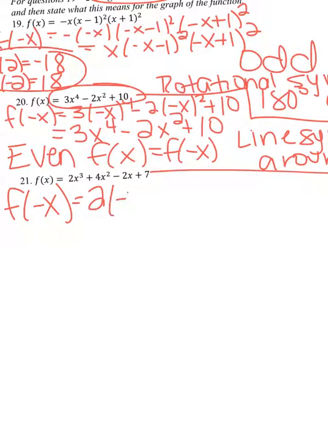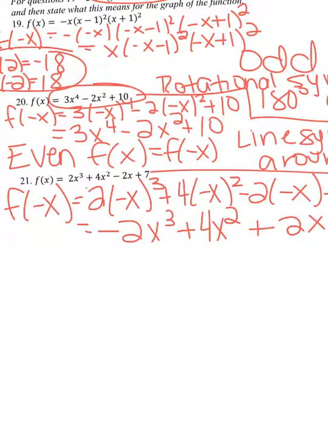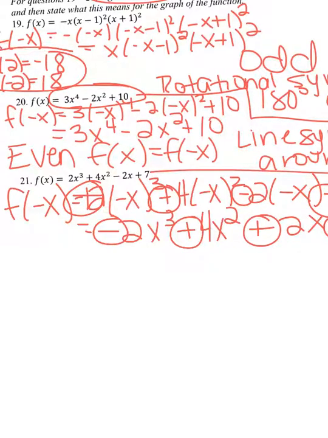So this is 2 times negative x to the third plus 4 times negative x squared minus 2 times negative x plus 7. So this ends up giving me negative 2x to the third plus 4x squared, and then plus 2x and plus 7. So if you look at your signs, this is positive, positive, negative. Those are opposites. Positive, positive. Those are equal. Negative, positive. Those are opposites. And then positive, positive. Those are equal. So it's not all equal or all opposite, which means that this is neither.